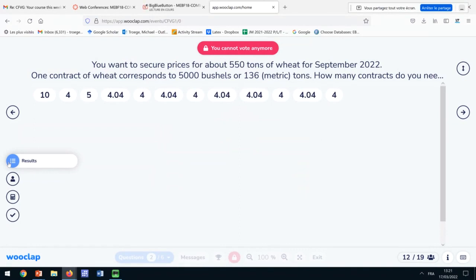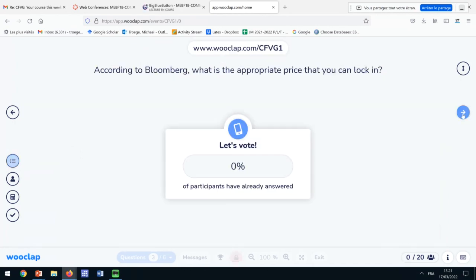Yes, 4.04. So 4 contracts would probably be appropriate. So you have a little bit of residual risk here. But if you divide 550 over 136, you get 4.04. You get almost exactly 4 contracts. So the correct thing to do here is to buy 4 contracts of wheat with a delivery in September 2022. So what is the appropriate price that we can lock in?